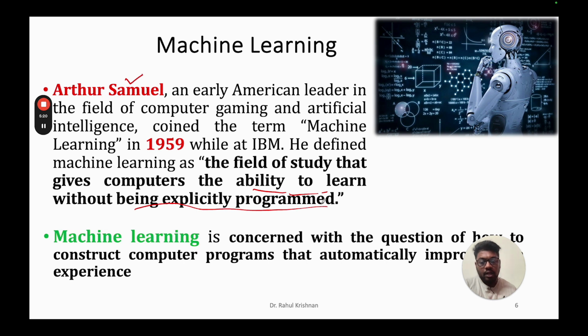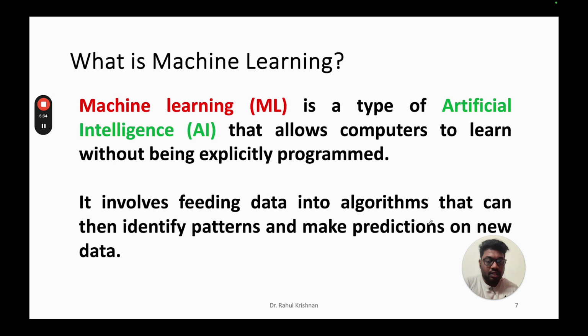Another definition is that machine learning is concerned with the question of how to construct computer programs that automatically improve with experience. So what is machine learning then? Machine learning is a type of artificial intelligence, basically a subset of artificial intelligence that allows computers to learn without being programmed. It involves feeding data into an algorithm that can identify patterns within the data and make predictions on the new data that we supply.